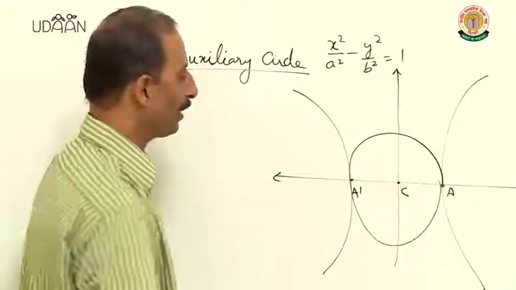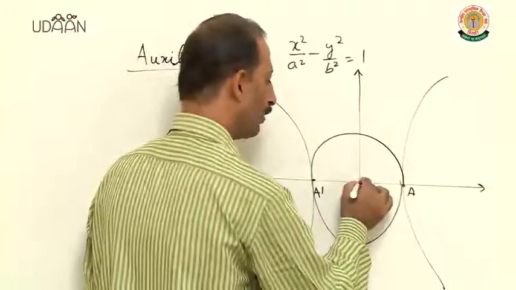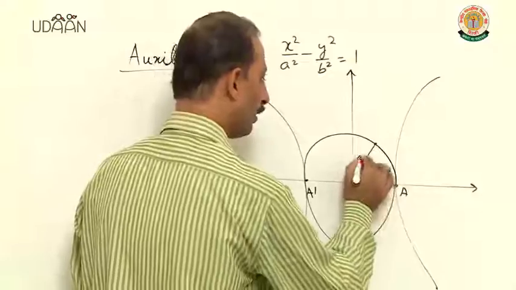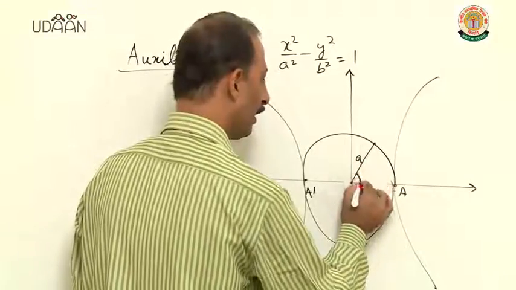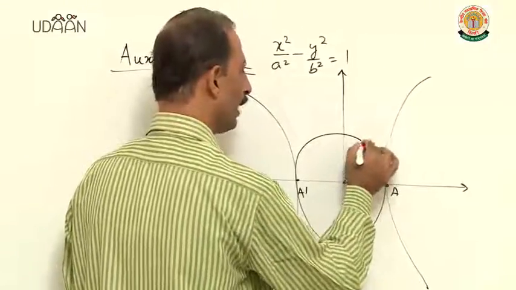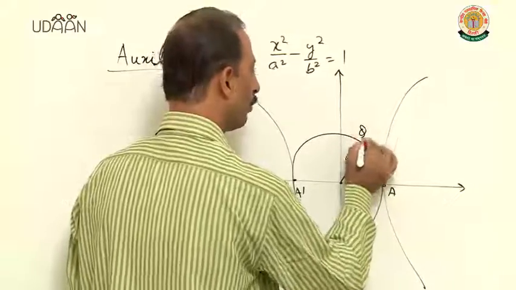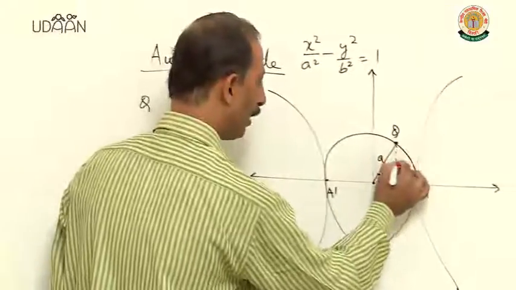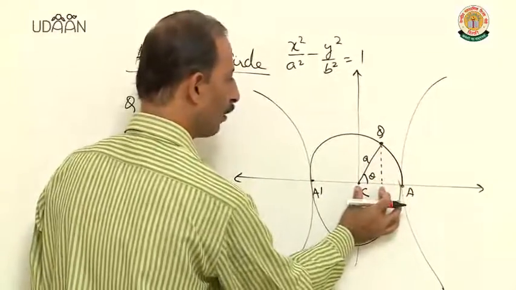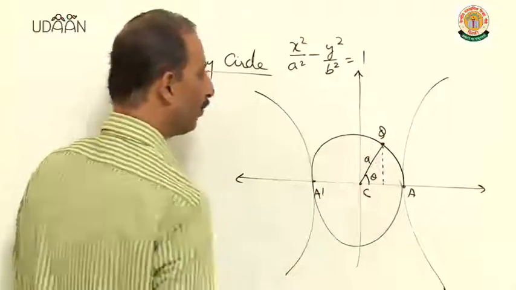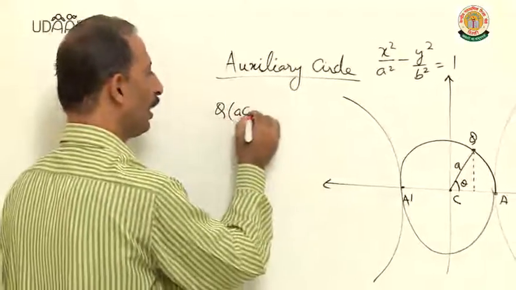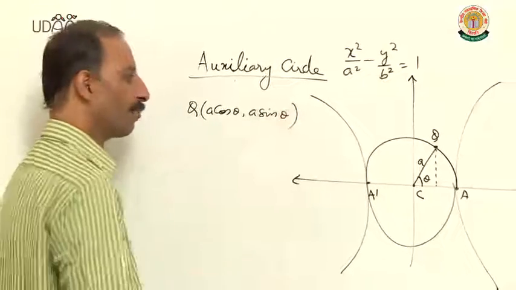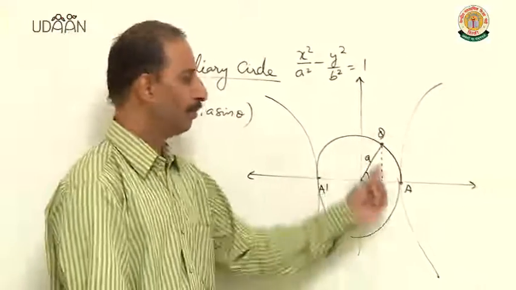You already studied the parametric coordinates of the circle. Suppose this length is a and this angle is theta. Then what is the coordinate of this point, say Q? The coordinates of the point Q you will get if you drop a perpendicular: this length will be a cos theta and this length will be a sin theta. So a cos theta, a sin theta, these are known as the parametric coordinates of the circle.